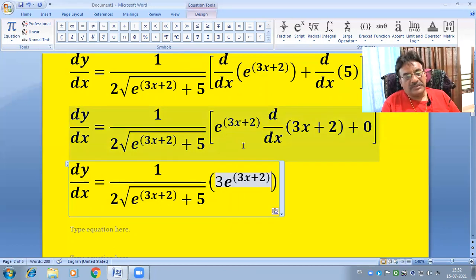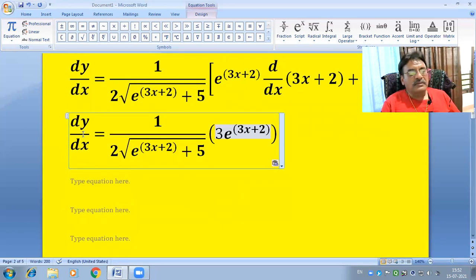That is, e to the power 3x plus 2 as it is, d/dx of 3x, that is 3, by using the formula d/dx of nx is n. Similarly, d/dx of 3x is 3. Plus d/dx of 2, 2 is constant, derivative is 0. So 3 plus 0, so right here 3.